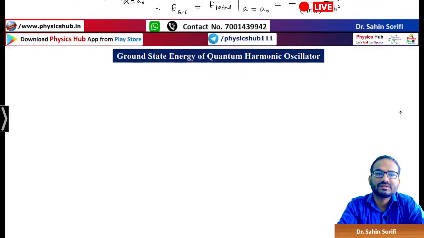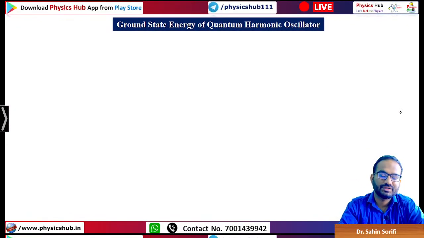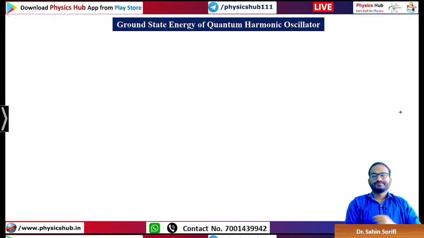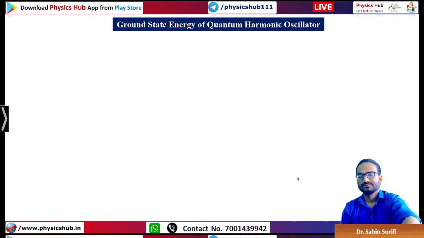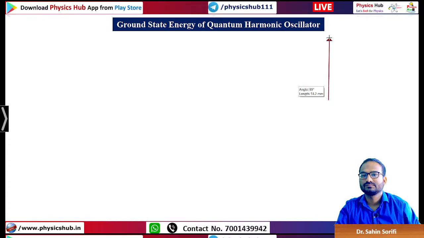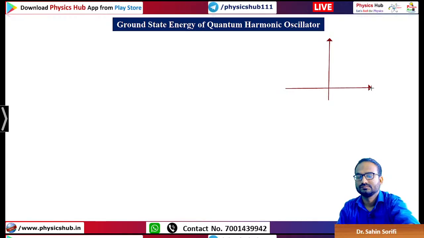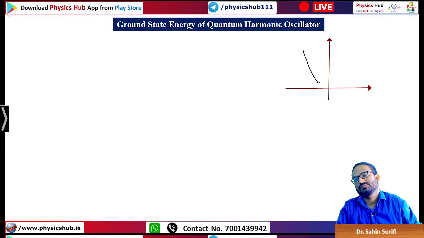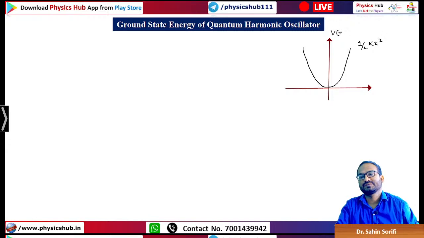Let's go for this ground state energy of quantum harmonic oscillator. So if you consider harmonic oscillator, you know the potential, how it looks like. The potential is somewhat looking like this. This is the half kx square type potential, right? V of x versus x. This is the harmonic oscillator potential.